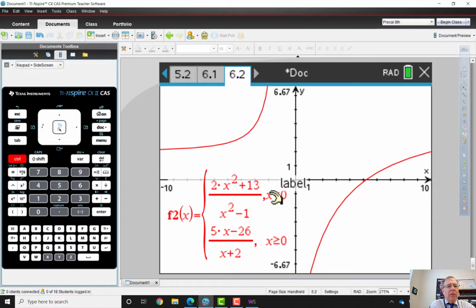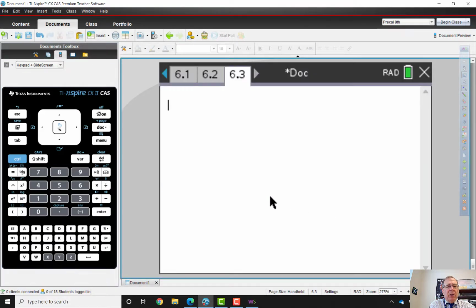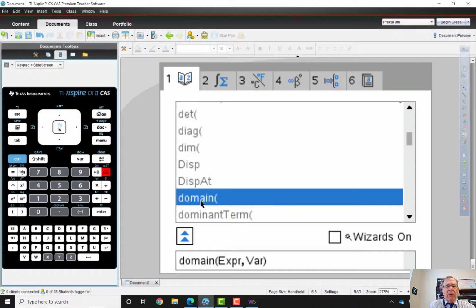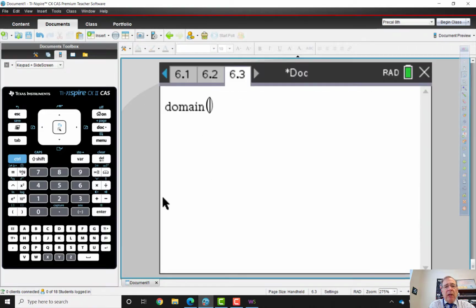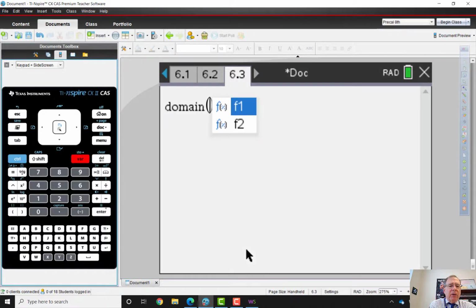And then I'm going to go back to add a calculator page. Then I'm going to go to the catalog that looks like a big open book. I'm going to go to the domain function, and if I go back, it tells me down here how to use this command, domain expression comma variable. Now I've already got the function defined in F2. So I'm going to go down to F2 of x, so that's my expression, comma x.